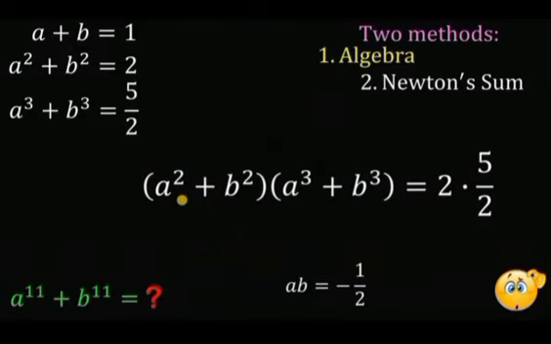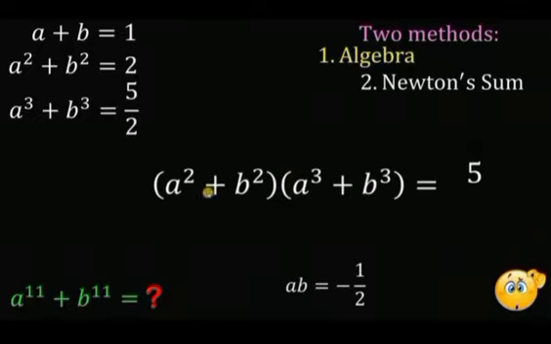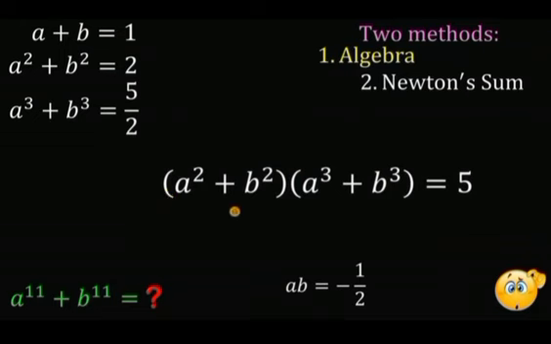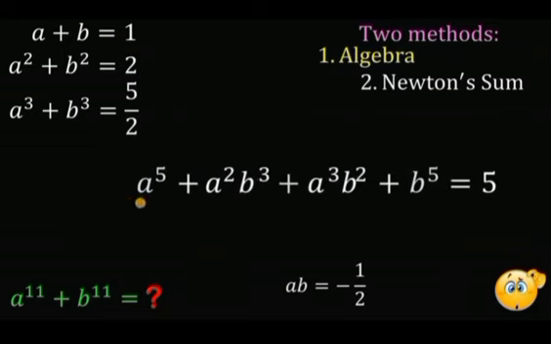And in this case, we can now find the value of a raised to the 5th power plus b raised to the 5th power. But before that, let's simplify first. 2 times 5 over 2, this will give us 5. And if we multiply the left-hand side of our equation, this will give us a raised to the 5th power. This is what we want, and b raised to the 5th power. So plus a squared b cubed plus a cubed b squared.